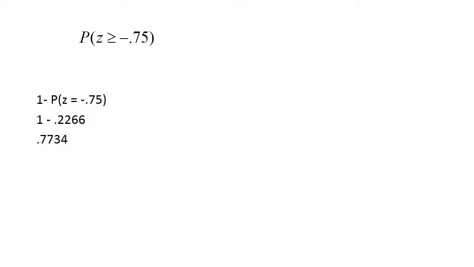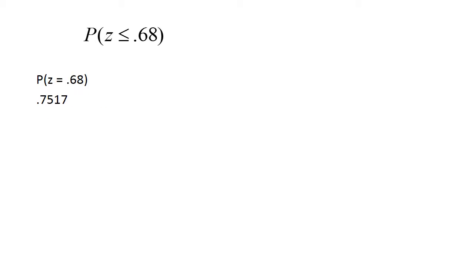The next question is a greater than question. Remember, when you're dealing with greater than, you look up the z-score. Once you find the area or the probability, you then have to subtract, so you have 1 minus 0.2266, and that gives us an answer of 0.7734.